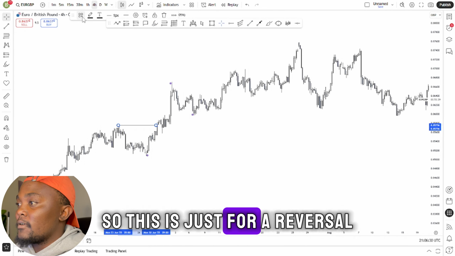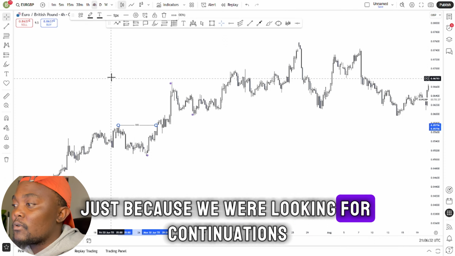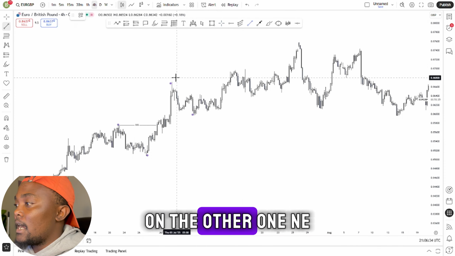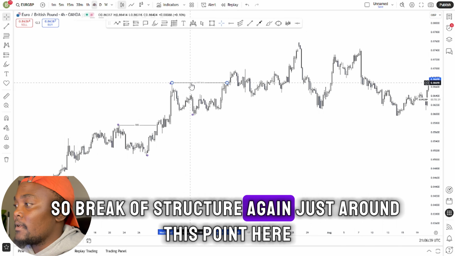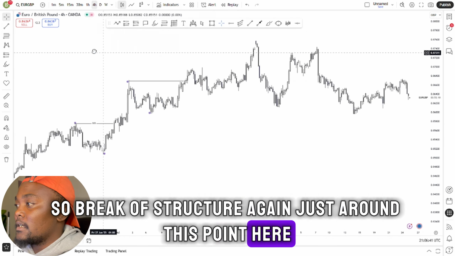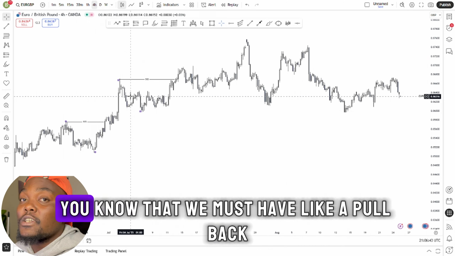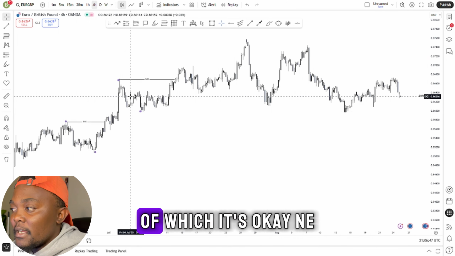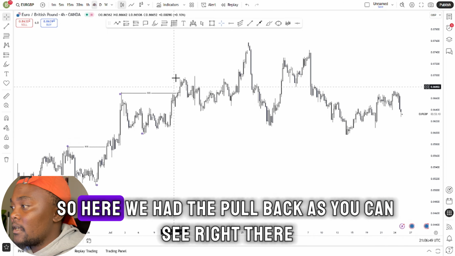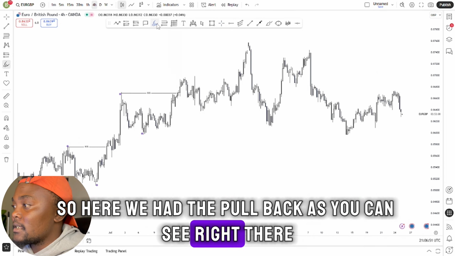So this is just for a reversal, just because we were looking for continuations on the other one, né? So break of structure again, just around this point here. Then after having a break of structure, you know that we must have a pullback. Sometimes we won't have any pullback, which is okay, né? So here we had the pullback, as you can see right there.